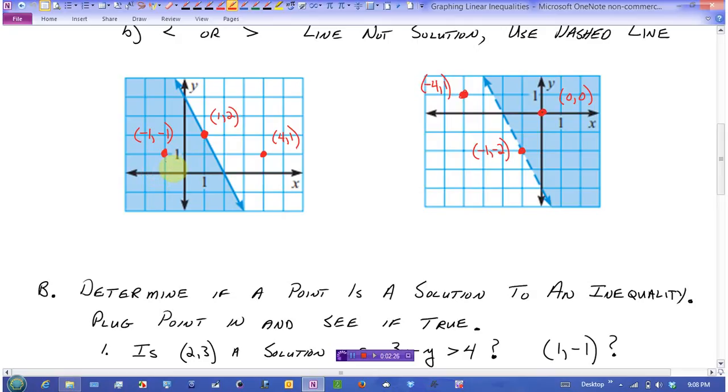It would work. Over here I have another graph, but it has a dotted line. We can see the point (-4, 1) is in a non-shaded region. It would not work in the equation. When I substitute it in, it would be false. The point (-1, -2), when I substitute it in, would also be false, because this particular inequality does not have an equal to sign. And so that would be a false point. And here I have (0, 0), and if I substitute (0, 0) in, it's in the shaded region, so it would be true.